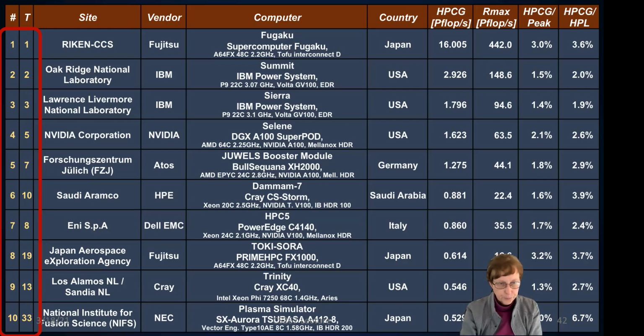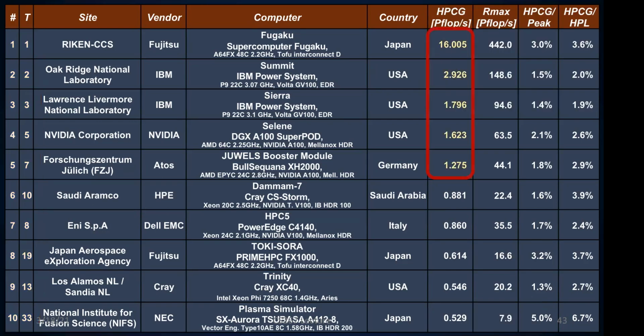And let me just stop this so that we can look at the others. The other thing that's interesting to see is that this top machine is running at 442 petaflops for the high performance LinPack benchmark, and this one, HPCG, is running at 16. So really much lower in terms of the flop rate.